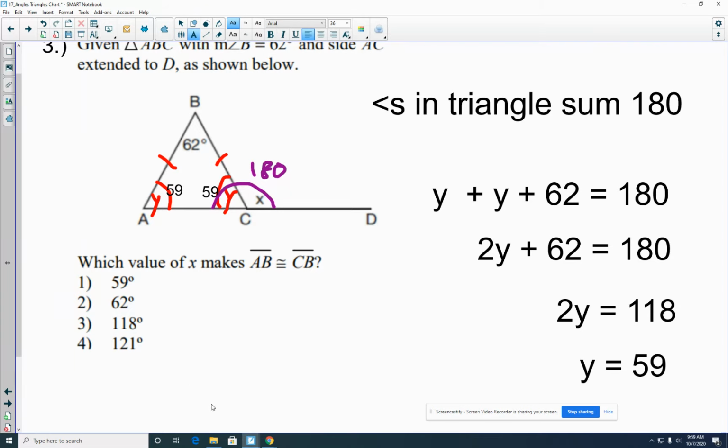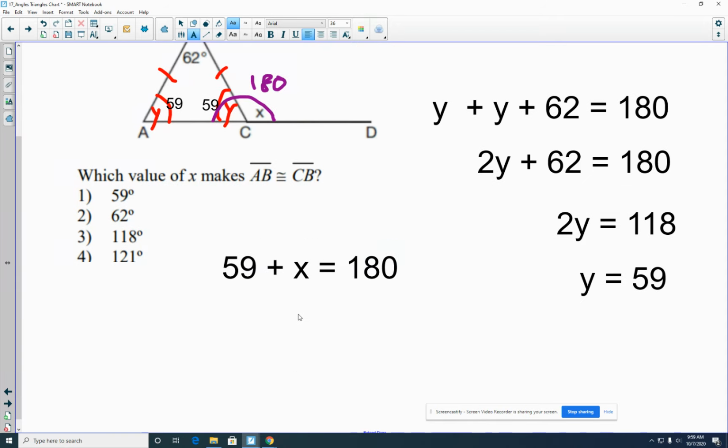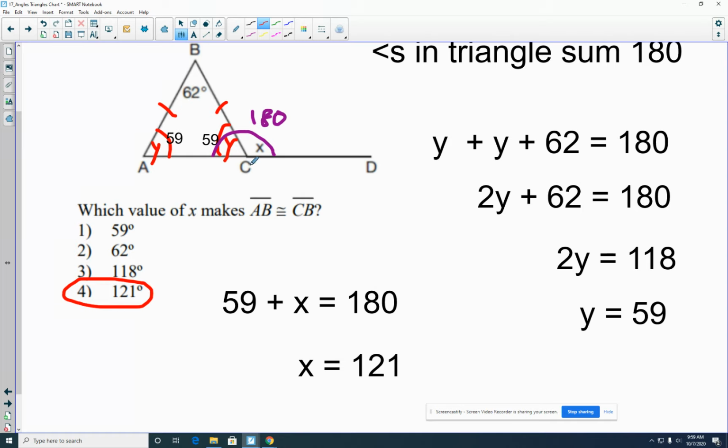So I could create another equation: 59 plus x equals 180. And if I subtract 59 from both sides, I know that x is 121. And that is how you find the value of x. Now, are there other ways to do this? Of course. I'm just doing the way that I see is the most direct that you may see as well.